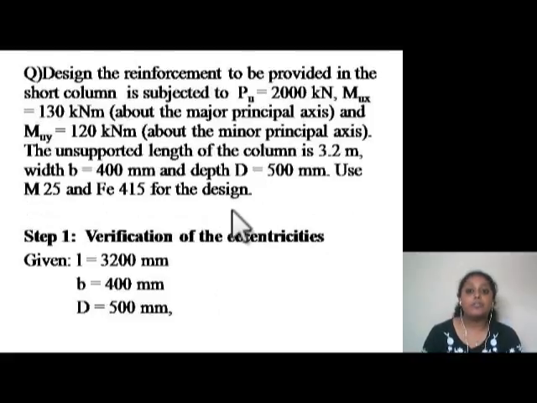Now we will do a problem of a short column subjected to biaxial bending. This is the question. Design the reinforcement to be provided in the short column subjected to Pu equal to 2000 kilonewton and Mux, that is about the major principal axis, equal to 130 kilonewton meter and Muy equal to 120 kilonewton meter about the minor principal axis. The unsupported length of the column is 3.2 meter, width is given as 400 mm and depth is equal to 500 mm. Use M25 and Fe415 for the design.